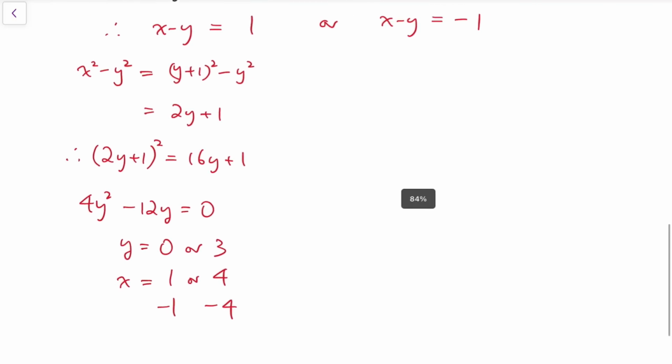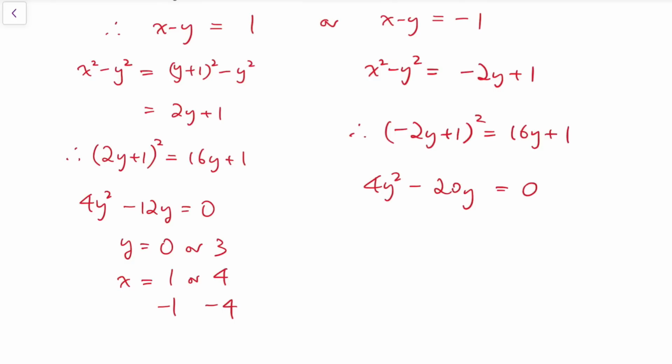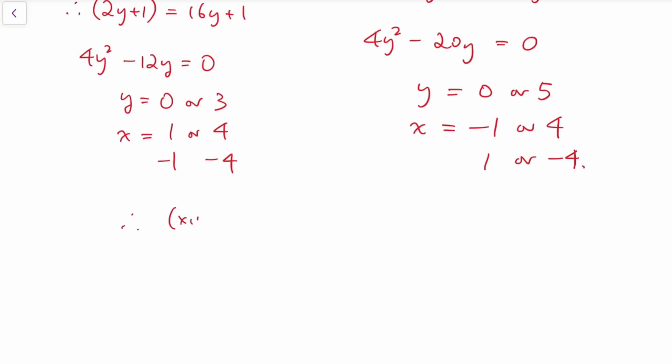Now back to the other case. When the difference is minus 1, that means y is the larger integer. Then x squared minus y squared equals minus (2y plus 1). So (2y plus 1) all squared equals 16y plus 1, then 4y squared minus 20y equals 0. So y equals 0 or 5. Then x would equal minus 1 or 4. Of course, we can also remove the minus sign or add the minus sign, and take x equals 1 or minus 4.